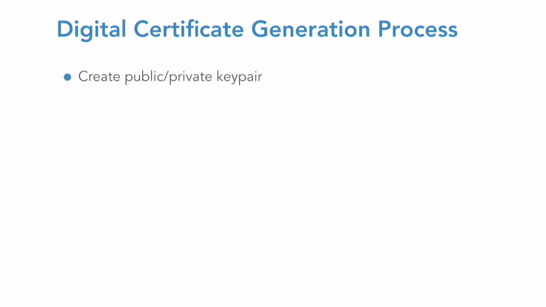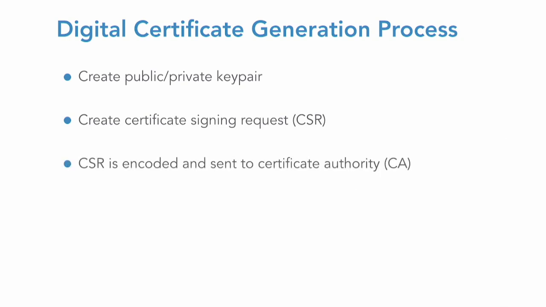This process involves creating a public-private key pair and a certificate signing request, or CSR. The CSR contains the applicant's identity, including the company name, host name, and contact information. It also contains a public key. The CSR is encoded and sent to a certificate authority, or CA.